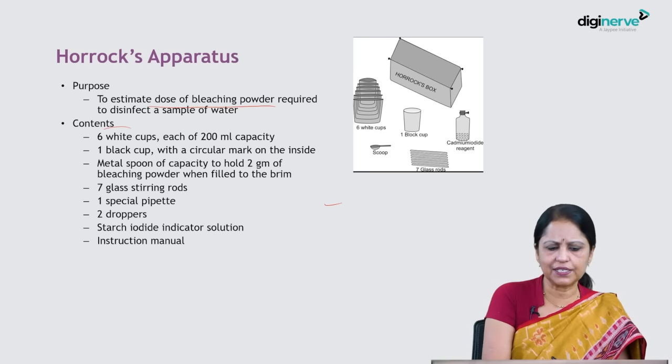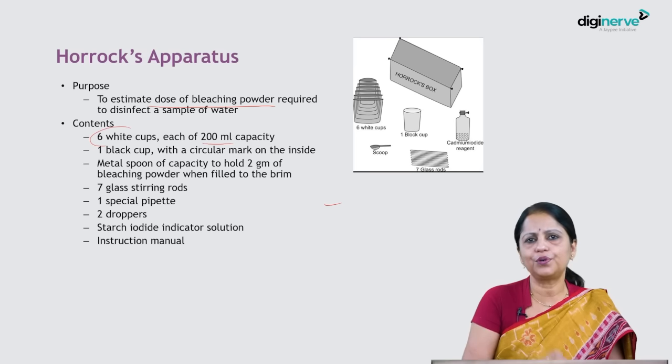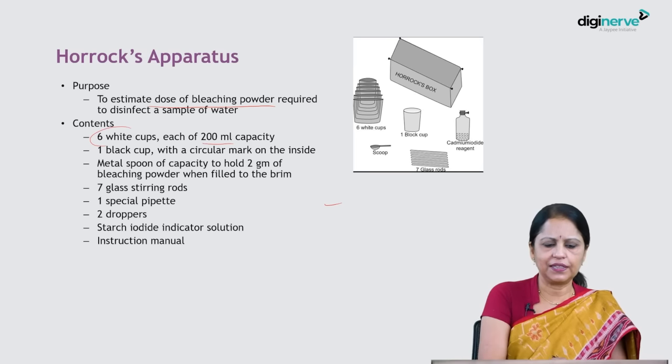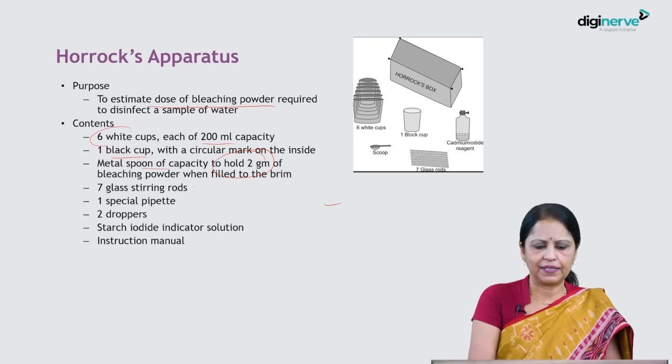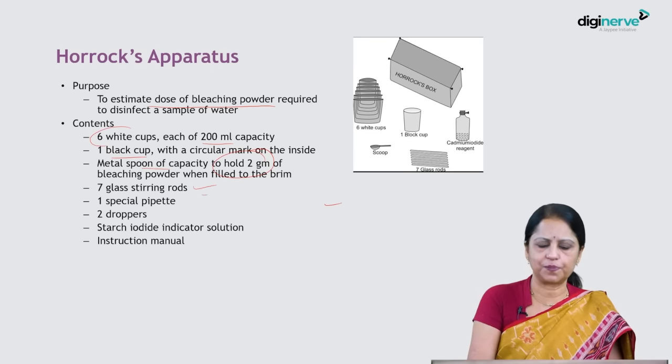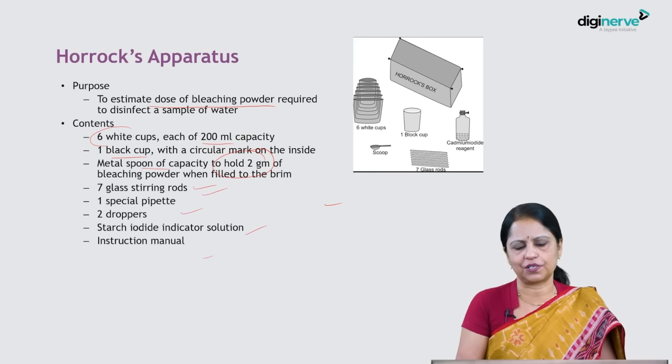It contains 6 white cups, as you see here, each of 200 milliliter capacity. Then there is one black cup, a metal spoon that holds 2 grams of bleaching powder, then 7 glass stirring rods, a special pipette, 2 droppers, indicator solution and an instruction manual. I'll tell you the procedure, what to do and how to do it.